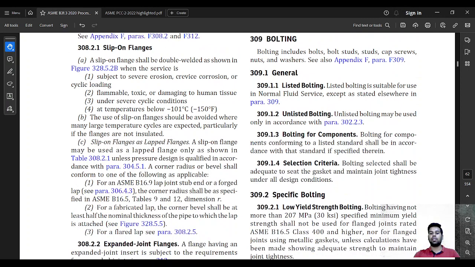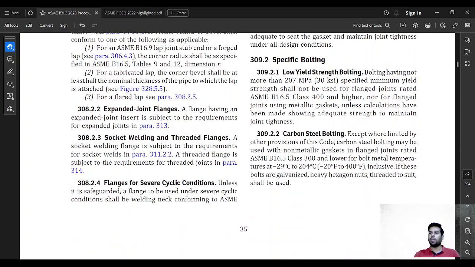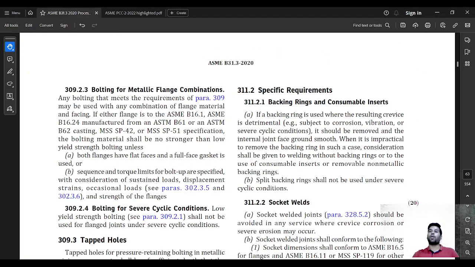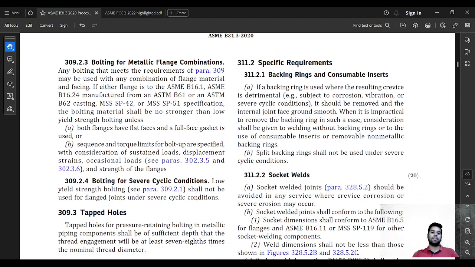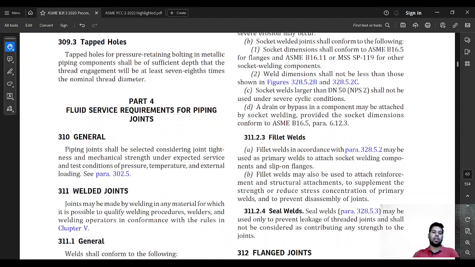Bolting. Generally, two kinds of joints only can be made. You can have a bolted joint, or you can have a welded joint. Where you don't need a permanent joint, you generally do bolting, but bolting is generally not preferred for large diameter piping systems. It is generally preferred for low diameter or low nominal pipe size piping, small diameter piping basically, also known as small bore piping. Tapped holes.